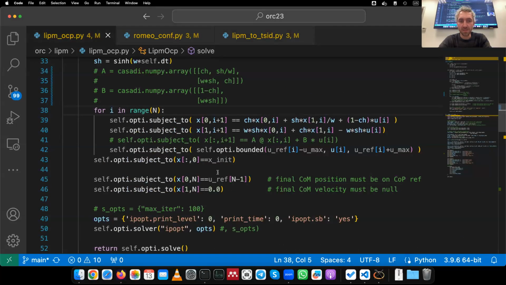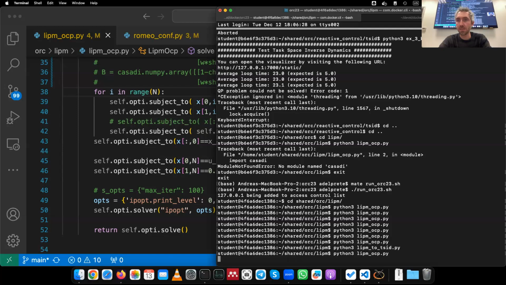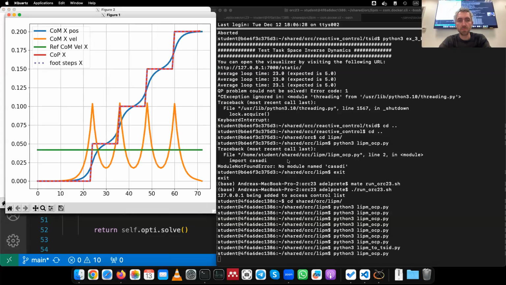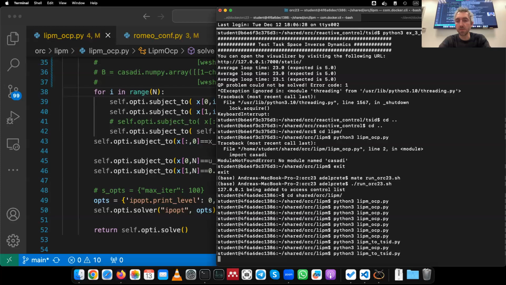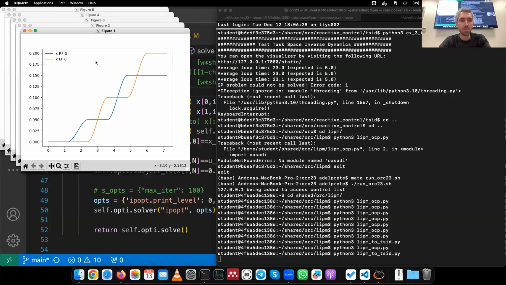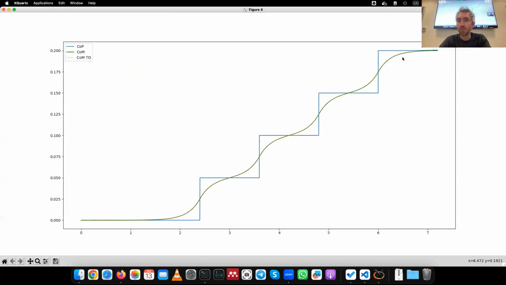Okay, so let me rerun the first scripts, otherwise I don't have the correct data later to move on. Okay, so now we have a good trajectory for the LIPM, and now I can rerun this. The trajectories for the feet, of course, are the same, but now the one for the center of mass, we can see that it's a good one that finishes exactly on top of the final footstep with a 0 velocity.